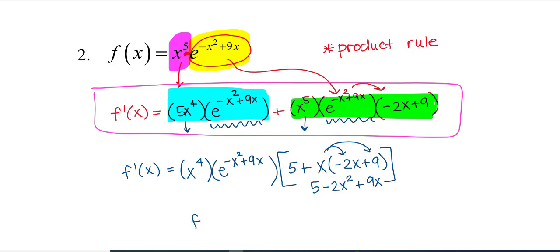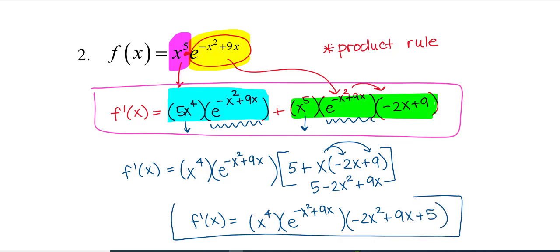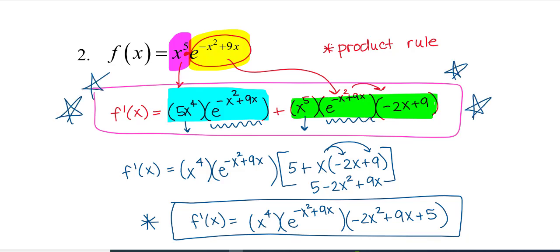And so maybe I could say I have the quantity x to the 4th as my first factor, e to the negative x squared plus 9x is my second factor, and my last factor is negative 2x squared plus 9x plus 5. You don't have to write that in descending order if you don't like the negative term first. The benefit to this final one is later on in the course when you need to set this equal to 0 and solve for something, it's already in factored form and solvable. But certainly you have a correct derivative way up here, first step.